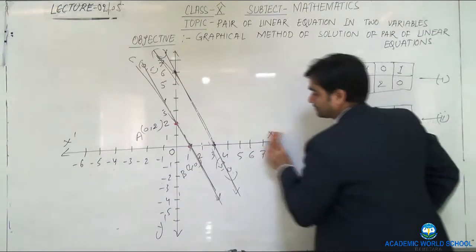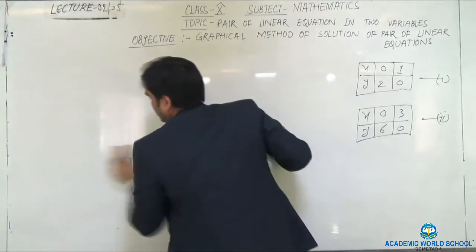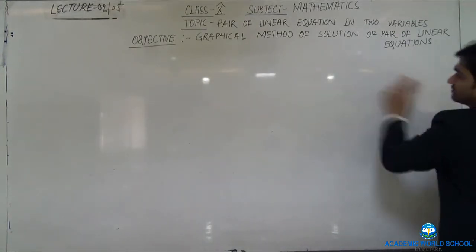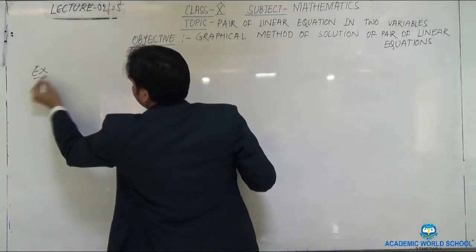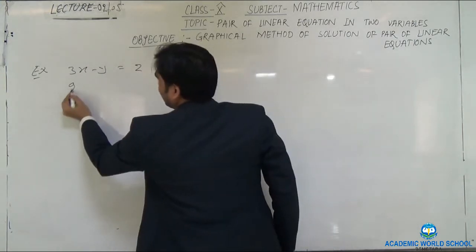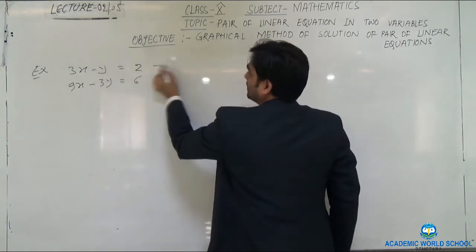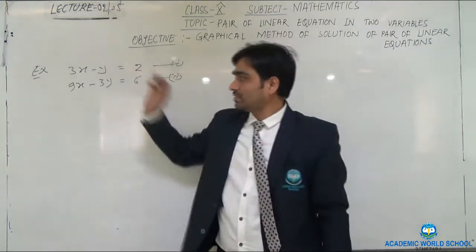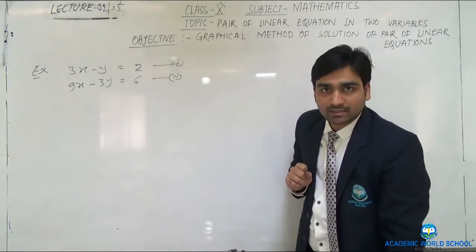Okay, see, 3x minus y equals 2, and 9x minus 3y equals 6. A pair of linear equations. Okay, one pair of linear equations I have taken: 3x minus y equals 2 and 9x minus 3y equals 6. Correct? Now see.